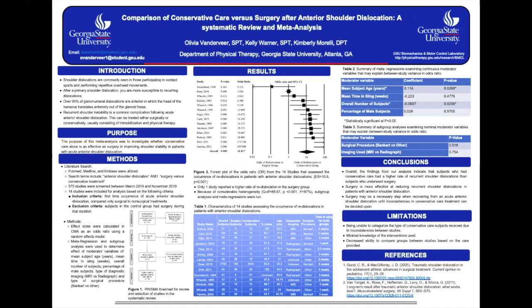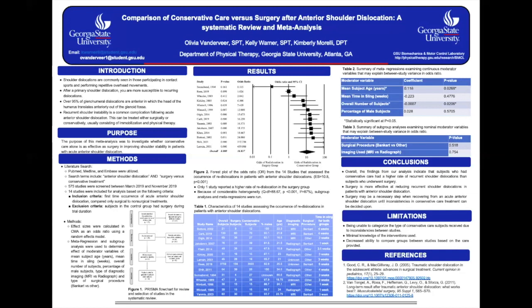Based on the search criteria, 14 studies were chosen to be included in our meta-analysis. The information presented in Table 1 is representative of the subjects included within the studies who experienced a first-time acute anterior shoulder dislocation. There is a variety in the types of surgery performed between the studies. However, a majority of them had Bankart repairs. Figure 2 shows that a significant large effect was found, with the conservative care group 10.8 times more likely to redislocate compared to the surgery group.